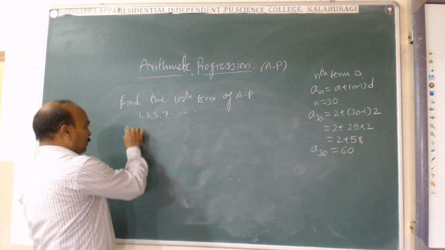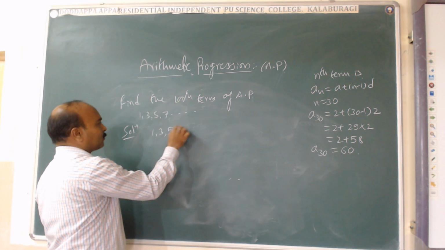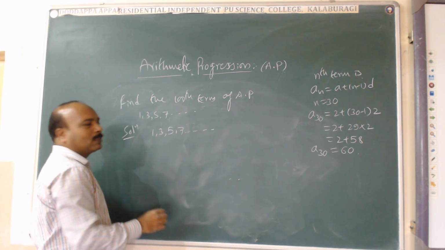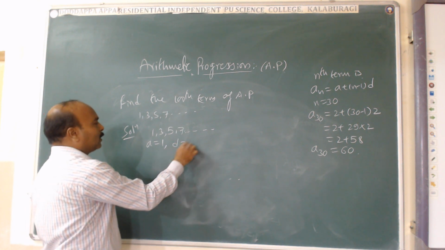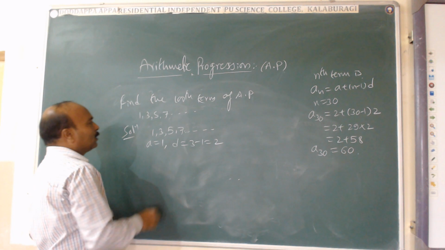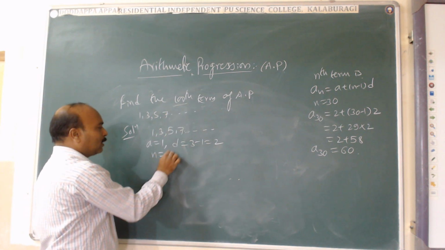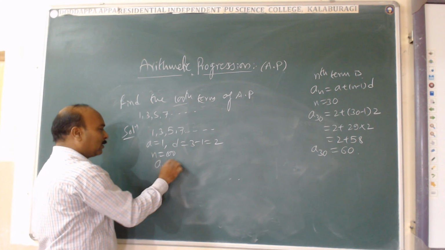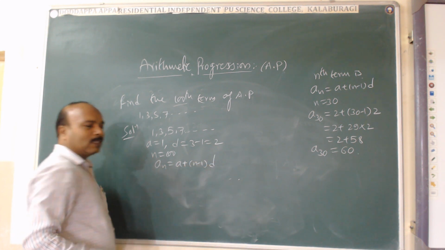Here first we find the a and d values. It is the given sequence. Here the a value is 1 and the common difference is the second term minus the first term, 3 minus 1, which is 2. You are asked to find the 100th term. Therefore n equals 100. Therefore an equals a plus n minus 1 into d.